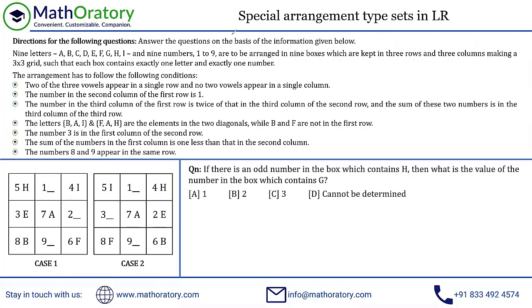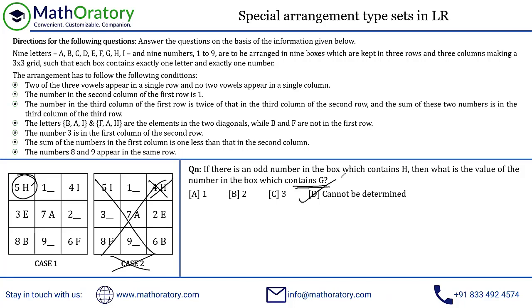If there is an odd number in the box which contains H, okay, so odd number in the box which contains H, that is definitely not this case. So we are not concerned about the second case here. So just focus on the first case. That is definitely an odd number. Then what is the value of the number in the box which contains G? Now G has all of these possibilities left out. There is no way to figure out where the G can be placed. So the answer to this should be cannot be determined.